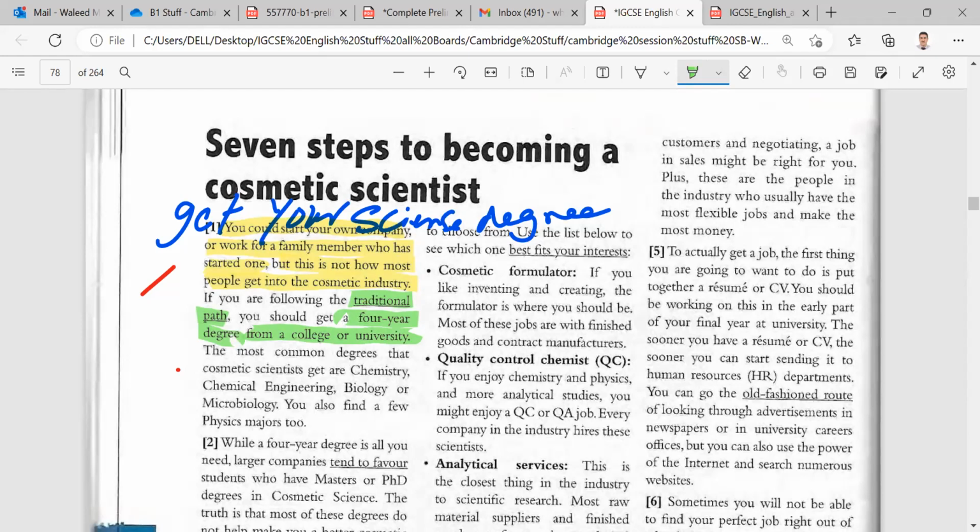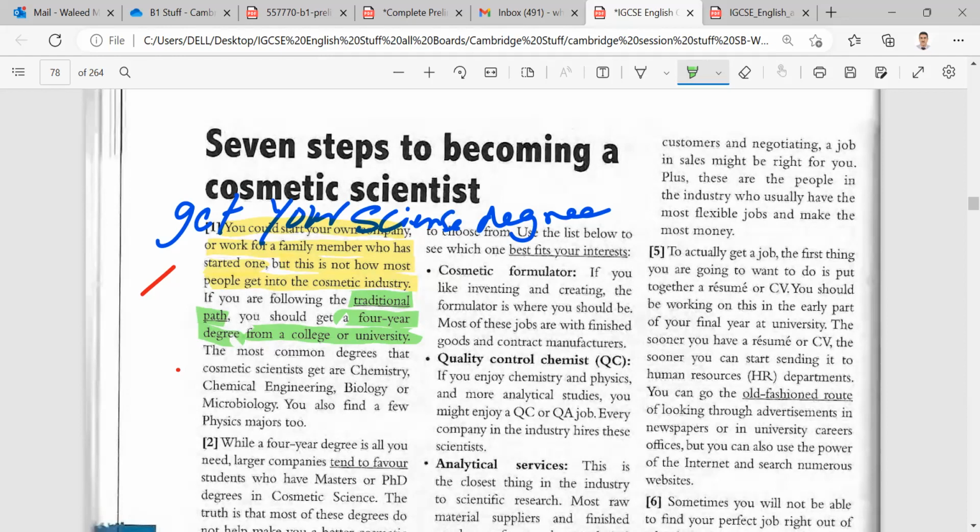Okay? Yeah, Juri, are you with me? Yes, I'm with you. So the second sentence, this question for you, Juri. Does the second sentence relate or refer to the title? Does this sentence meet that given title? No. Why no? The most common degrees that cosmetic science get are chemistry?